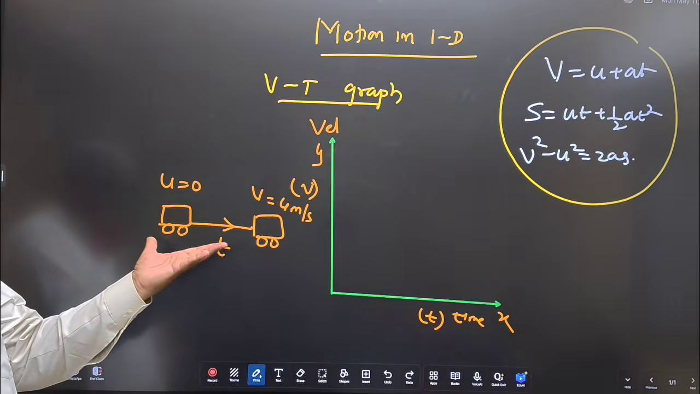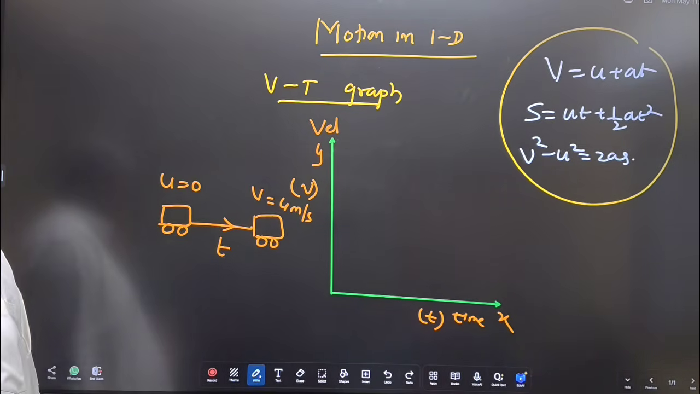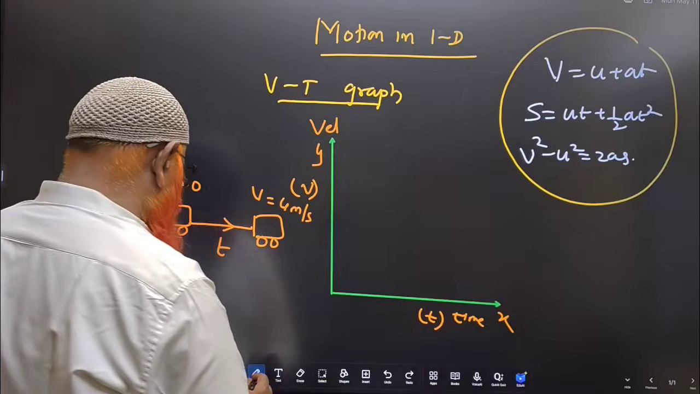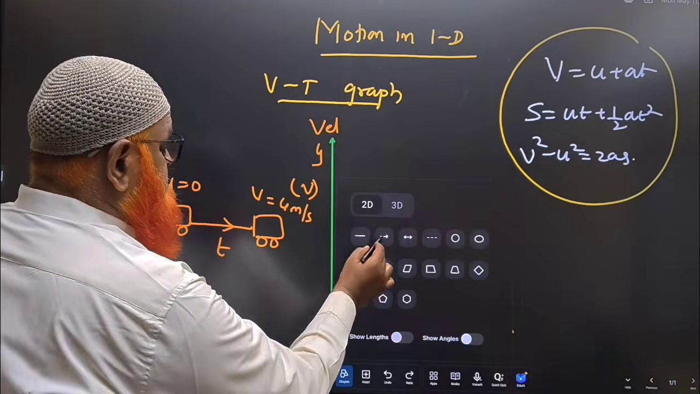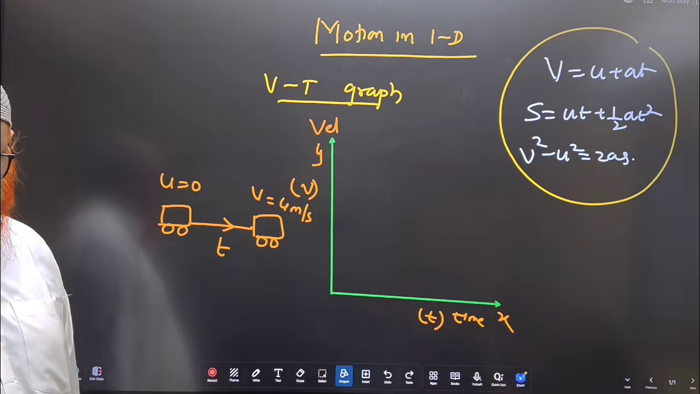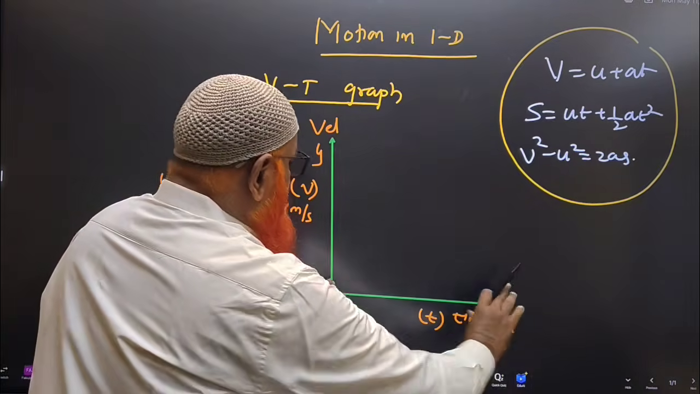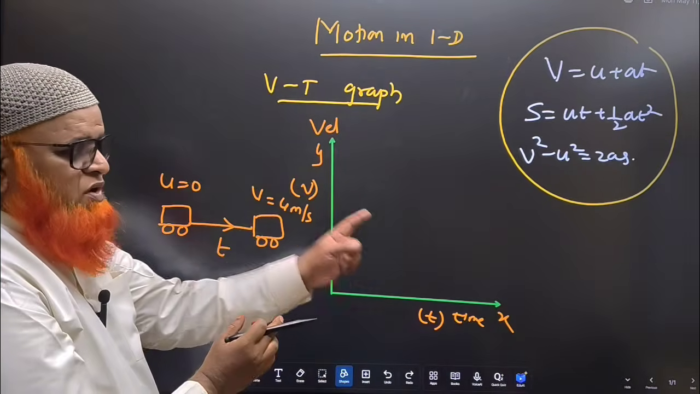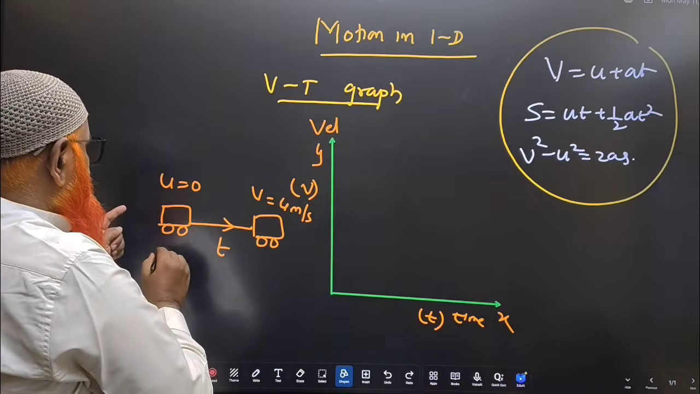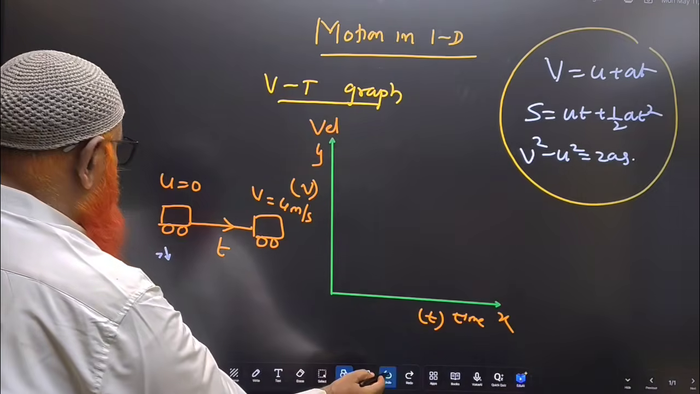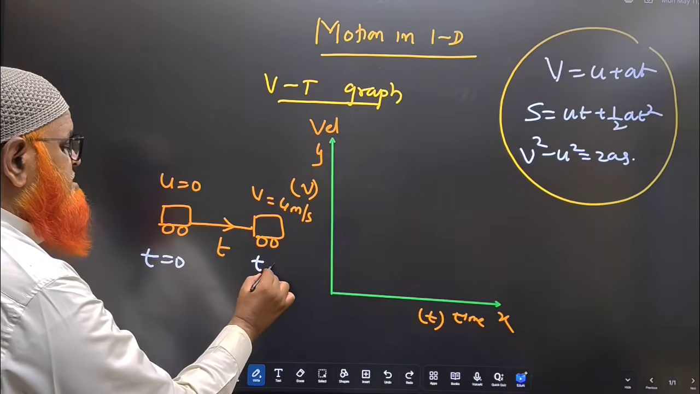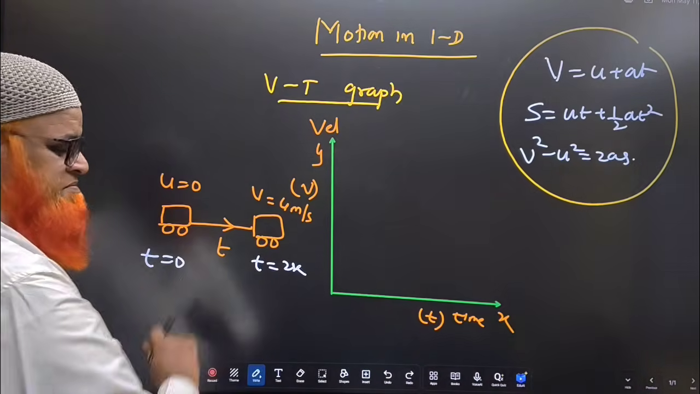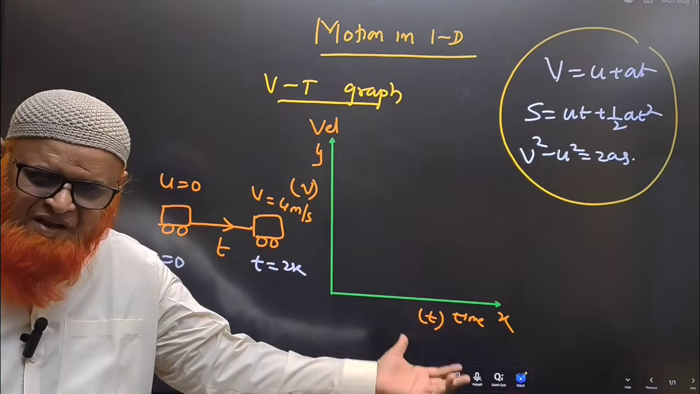So how will you represent this situation in terms of graphs? Let me draw one graph here to understand that situation. As the body starts from 0, this is time and this is velocity. That's why it is called the velocity time graph. At time t equal to 0, time starts here. After time t equal to 2 seconds, the body is here. How do you represent this situation in terms of graph?